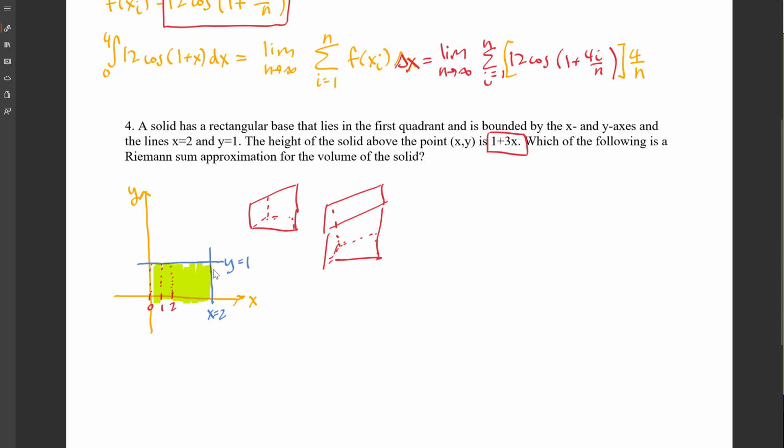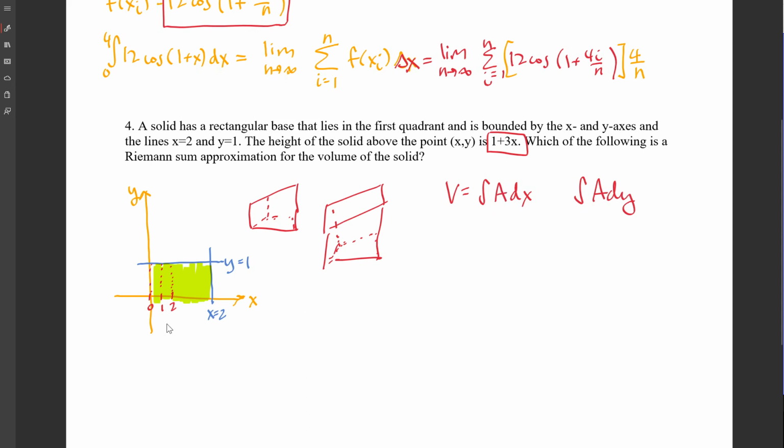All right. So the question is, which of the following is a Riemann sum approximation? And you have some choices on your homework. But the first thing we want to do is, how do you write the integral of this? Now, if you remember what we're doing here, if we want the volume of something with a known base, what is the formula for that? Remember, the volume of something with a known base is the integral of A dx, or the integral of A dy. Do you remember that? Where the A was the cross section of that base.